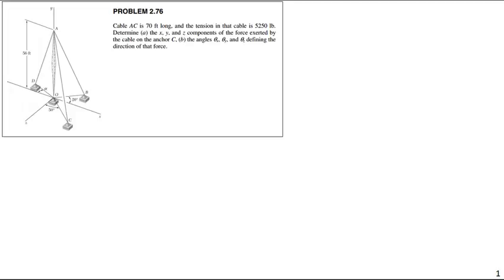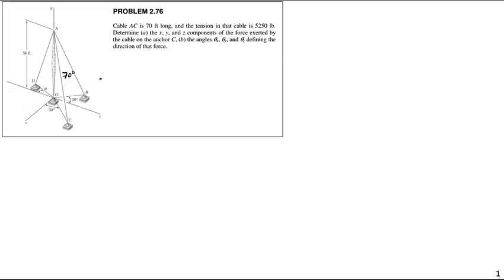Okay, so how might we do this? Well, first of all, we know that cable AC is 70 feet long, so that will be useful. So we could try to do this through a raw vector method where we try to get the coordinates of C and the coordinates of A, and then just directly calculate the unit vector, etc. But I think that's going to be a bit too problematic in this case. That's going to involve a lot of trigonometry and not really going to be the most ideal solution.